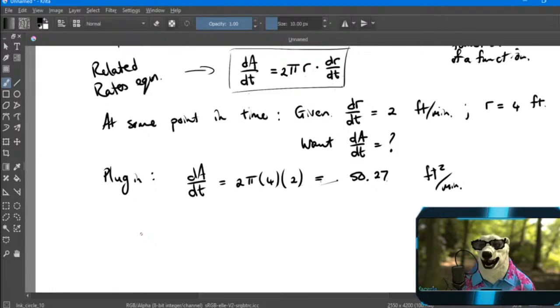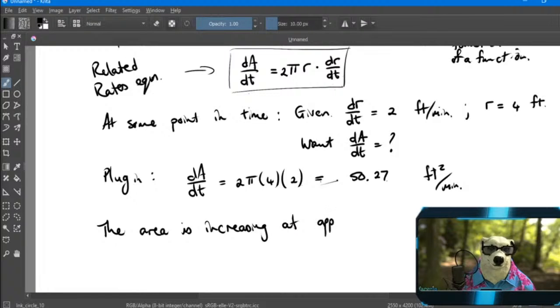So we have a word problem that we need to finish with a sentence by saying the area is increasing at approximately 50.27 square feet per minute. And we're done. Let me zoom out a little bit so we can see the whole question.